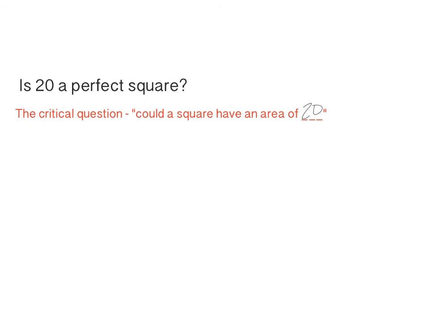Well, let's think about it. Area of 20, area is length times width, right? So if I had a square, okay? So, oh, I know, I could do 4 times 5, right? A length of 4 and a width of 5 is 20, 4 times 5. The problem is, that's not a what? It's not a square. Why? Because if this side is 4 and that's 5, that's actually a rectangle. It's not a square. And we're talking really right now only in whole numbers.